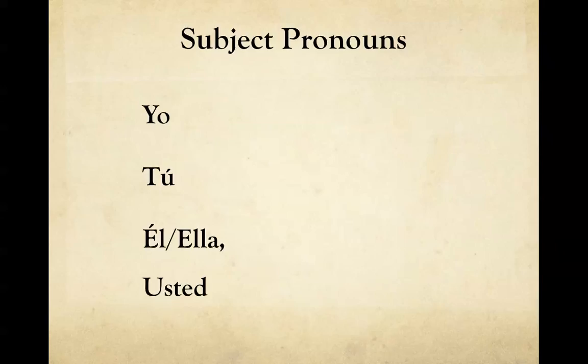Él, with an accent mark, is for he. Ella, for she. And usted also means you, but it is the formal form of the word you. So tú is informal with friends and equals, and usted is the form for showing respect. Then we have nosotros, which is for we. Vosotros, for you all, meaning you in the plural form, also informal.